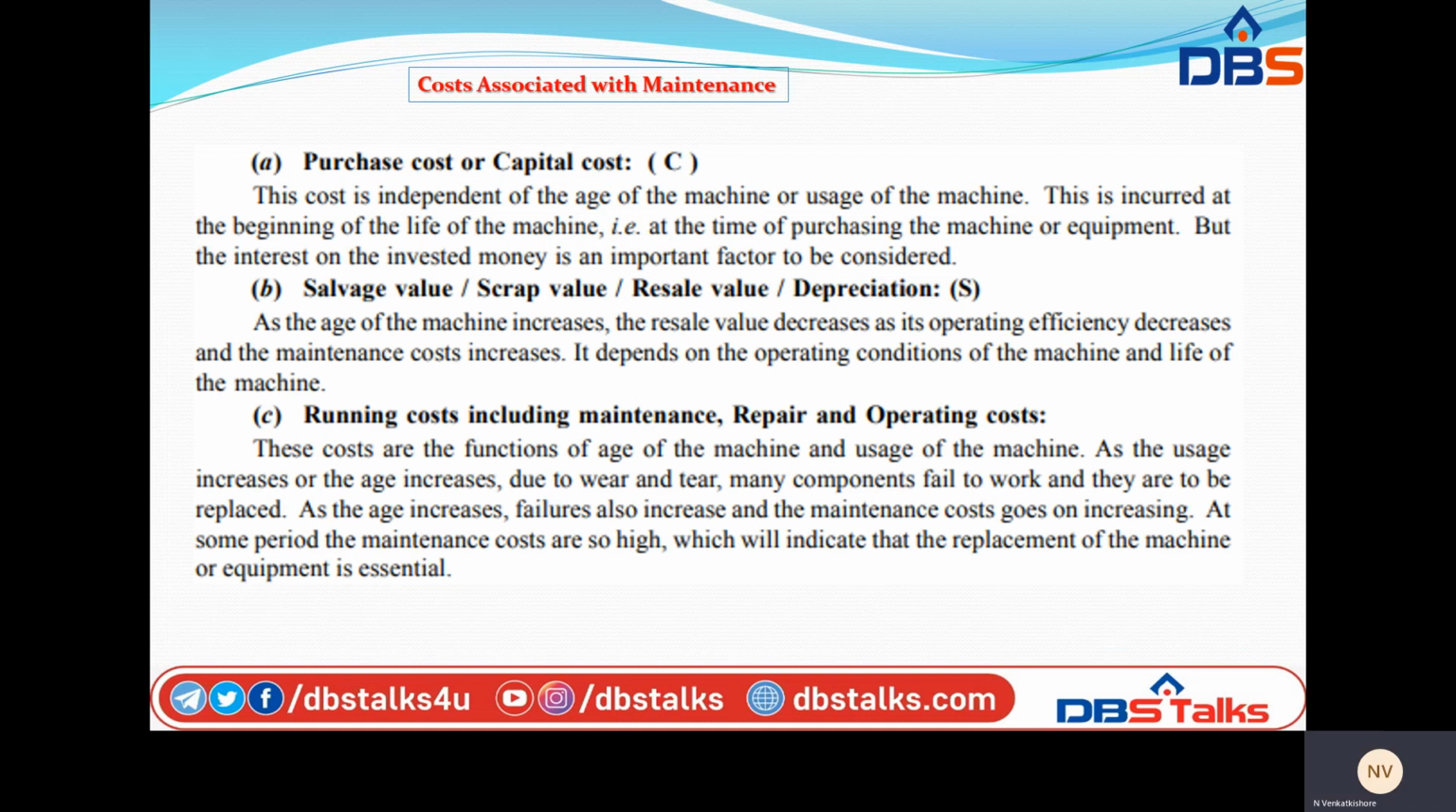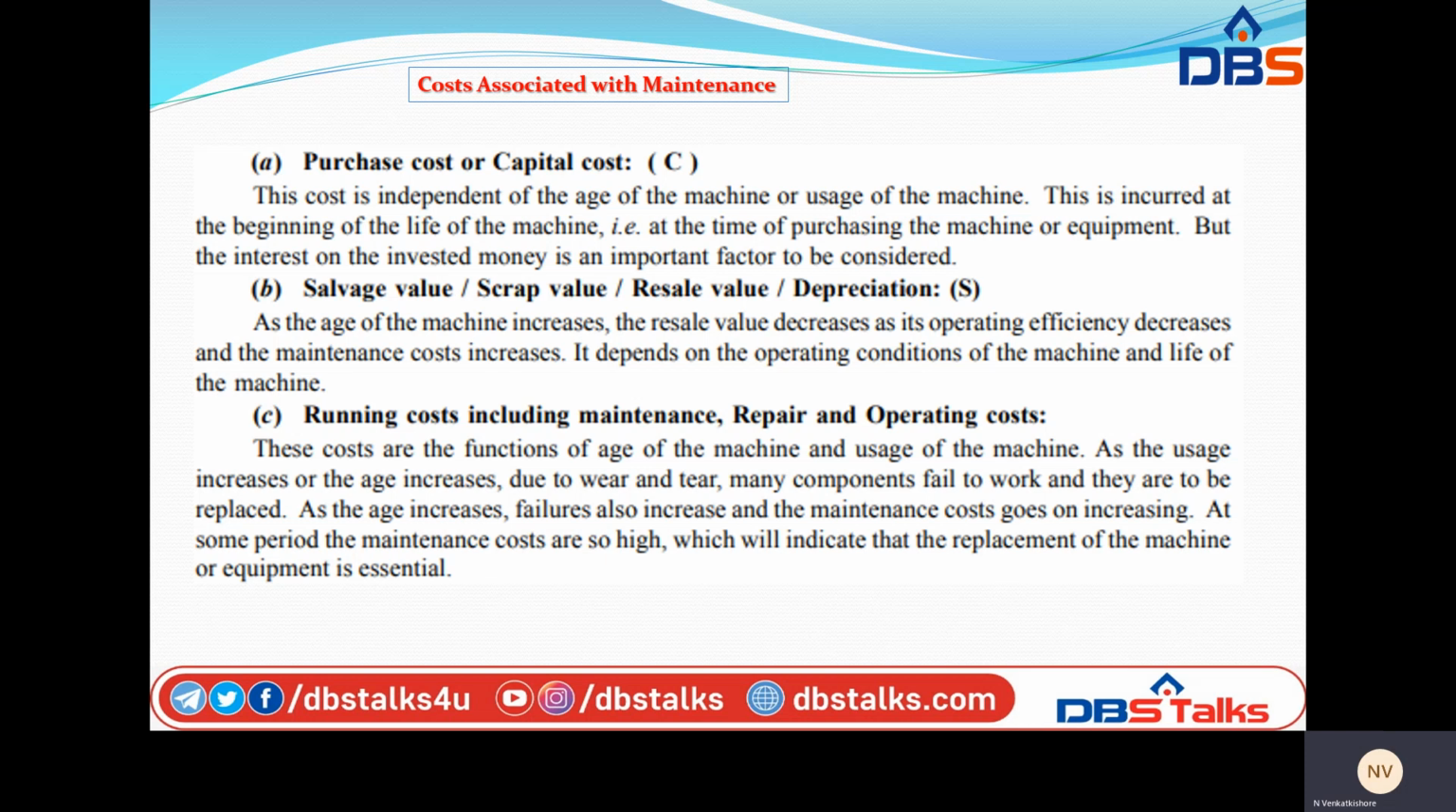Then the most important terminology used in the replacement models. These three terms are very important while we are solving the problem, and they will occur in the explanation of the problem. First one, capital cost. Capital cost means how much cost was put into the particular machine. That is called an asset, the independent cost on the item.